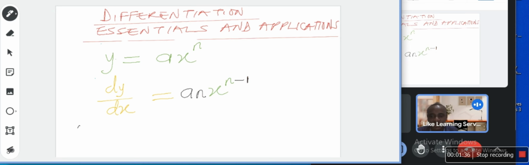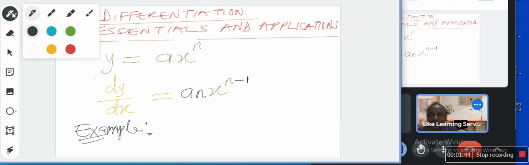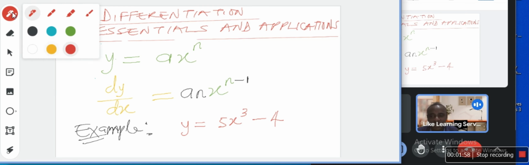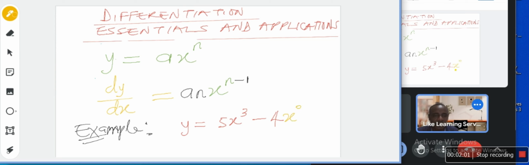Simple example. I hope you can see what I'm writing. Simple example, if you have y equal to 5x raised to the power 3 minus 4. Do you know that this 4 is the same thing as 4x raised to the power 0? What is anything raised to the power 0? 1. So 4 times 1 is the same thing as 4, isn't it? I'm just trying to tell you that 4 is the same thing as 4x raised to the power 0.